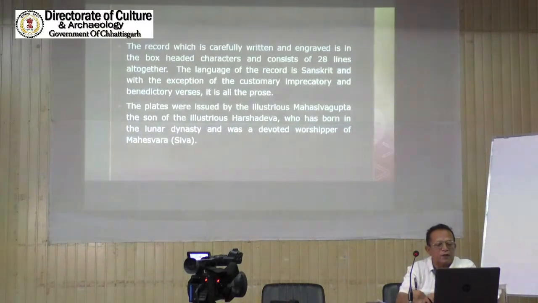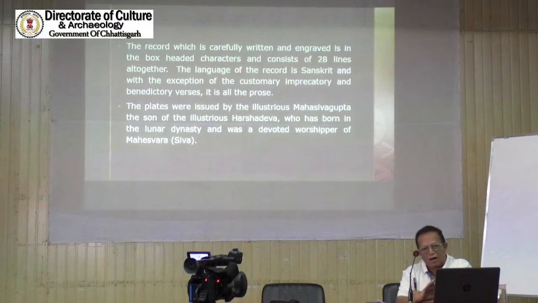The plates were issued by Mahashivagupta, the son of the illustrious Harshadeva, who was born in the lunar dynasty, that is Soma Vamsha. Soma is lunar. We have Surya Vamshis and Soma Vamshis, those born in the solar and lunar dynasties. He was devoted to, a worshipper of, Mahashiva. Mostly we find Bhagavatas. There are some grants which patronize Vishnu, also Bhagavata, and a couple of records, of course. Jain, I didn't come across.